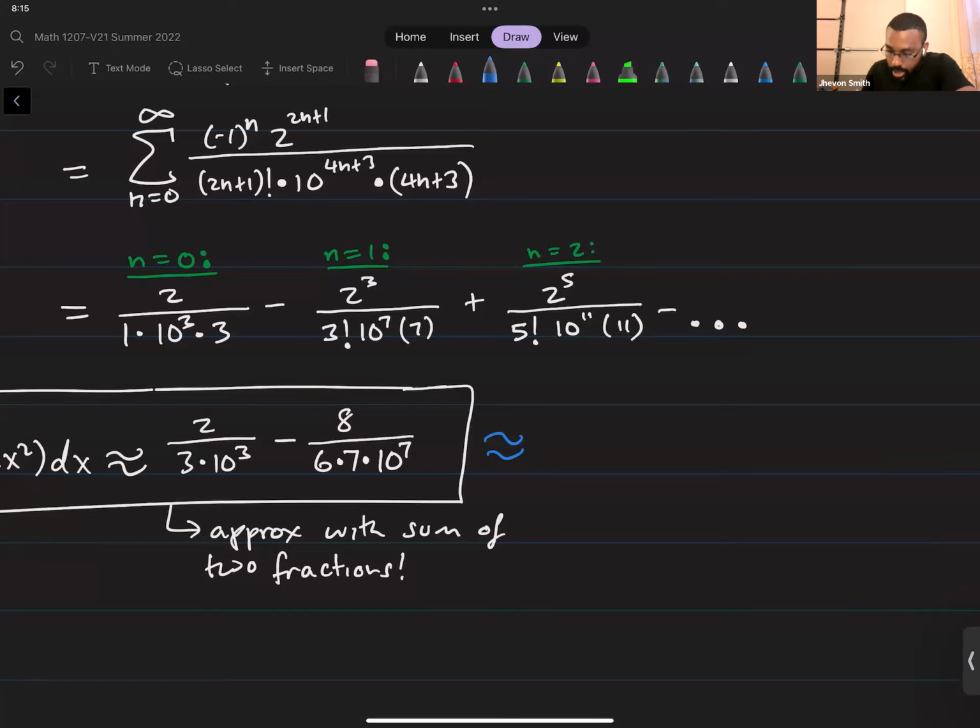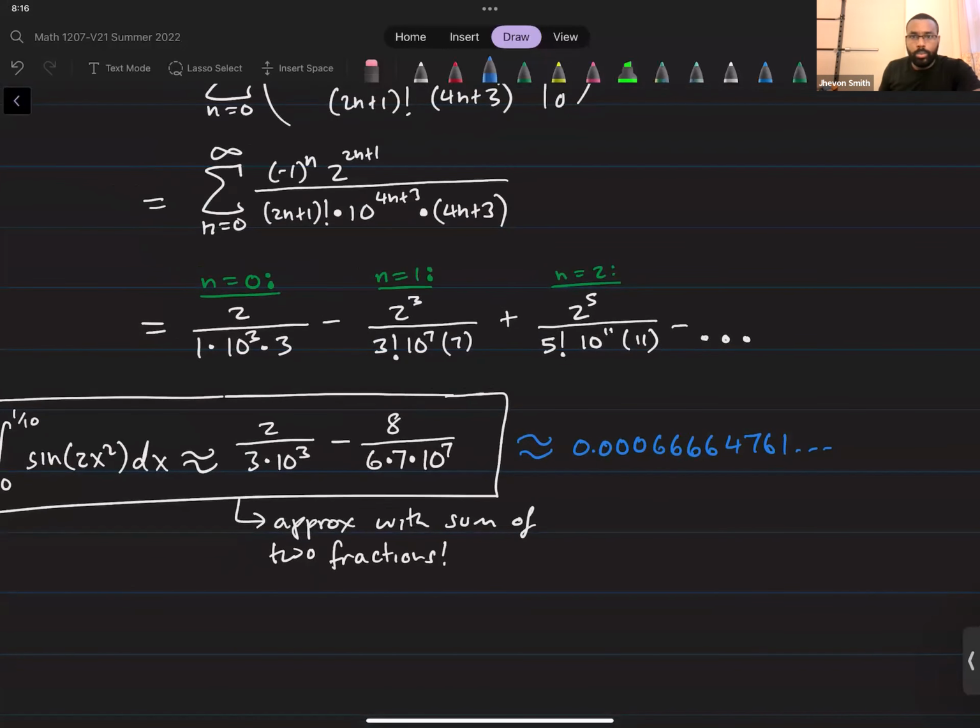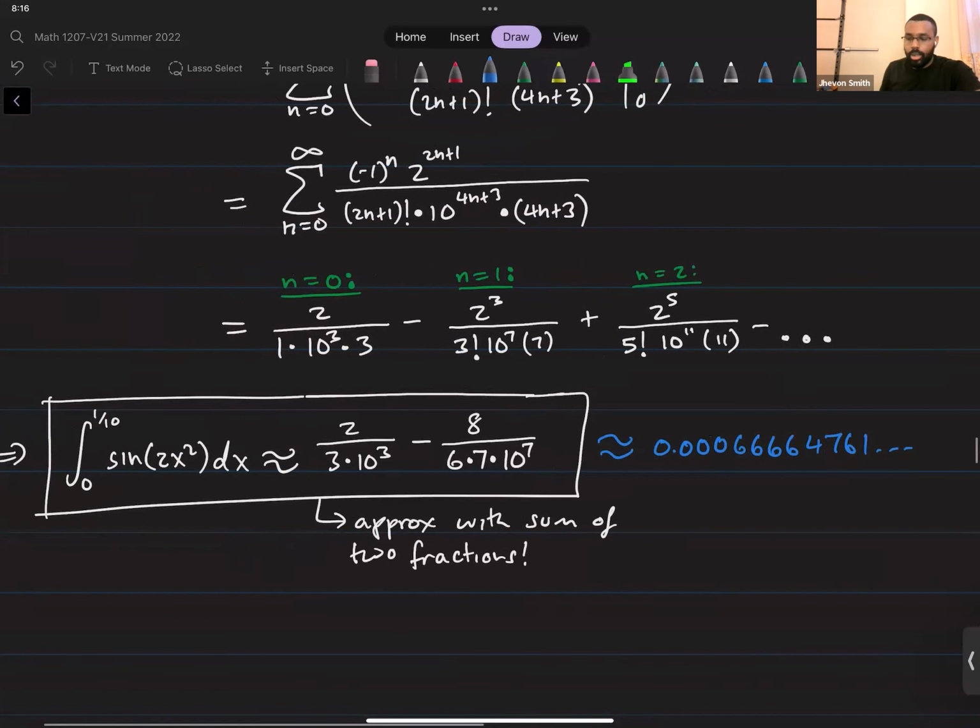It's actually a very small number. It's actually 0.00066664761. I don't actually know if there are more digits to it, but that's the approximation I get. So that's roughly the answer, at least with a 2 fraction approximation.